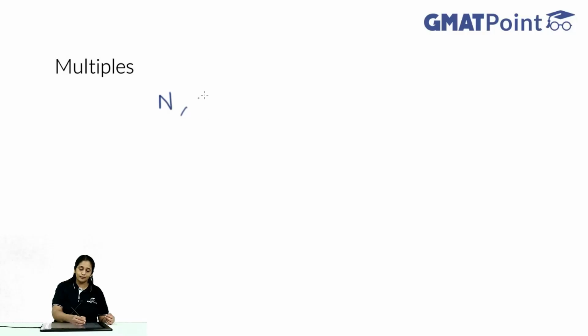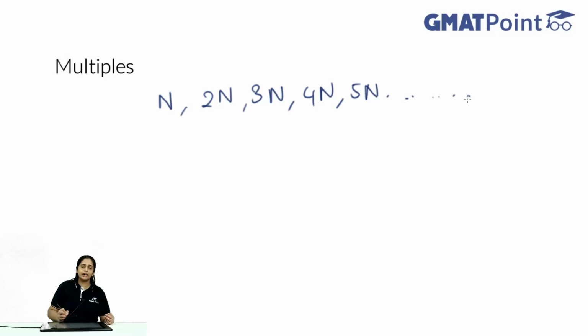n divides n, 2n, 3n, 4n, 5n and so on. Any integral multiple of n would be perfectly divisible by it. So all of these are essentially multiples of n. As you can see, since there are infinitely many integers, there will be infinitely many multiples. For a given number there are a finite number of factors, but there are an infinite number of multiples, because essentially any number of the form k times n would be a multiple of a given number.